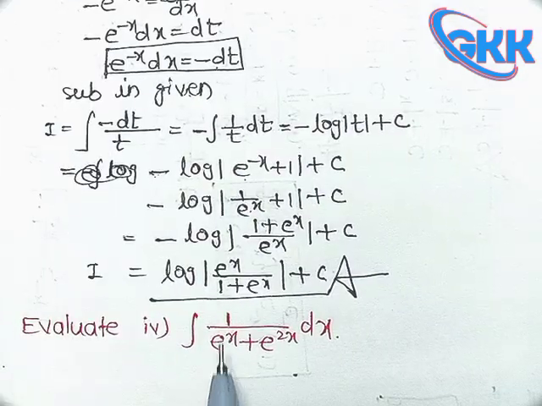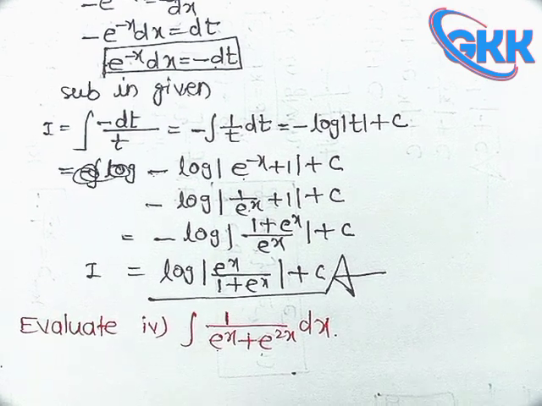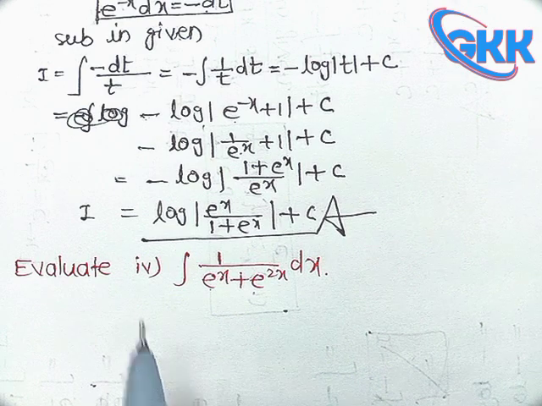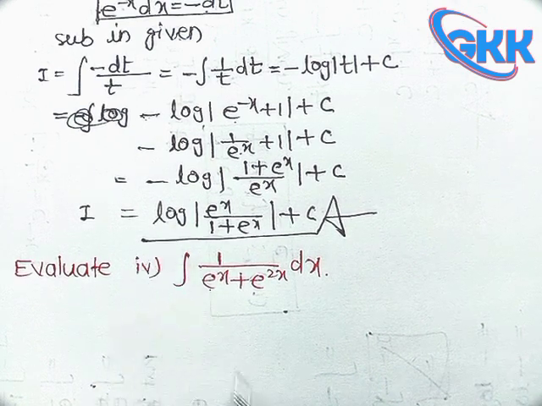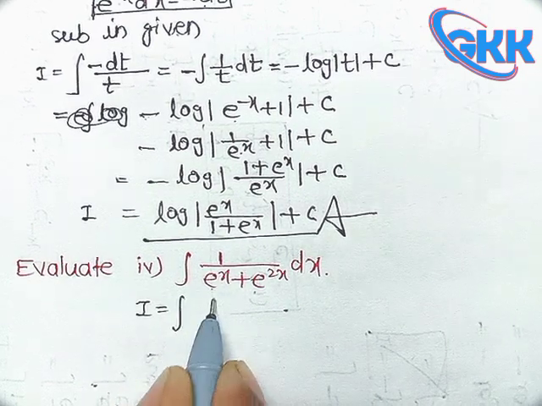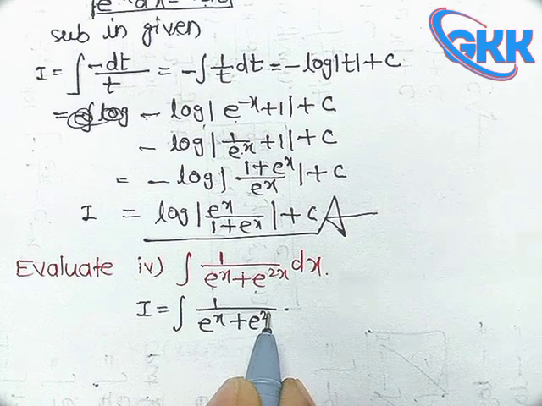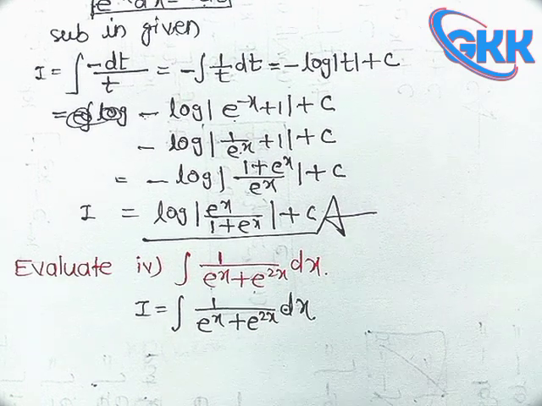Evaluate the integral of 1 upon e power x plus e power 2x dx. This is the fourth problem, sir. So there is a relation between the previous problem and this problem. That's why the continuation will be there. Now let I equal the integral of 1 upon e power x plus e power 2x dx.